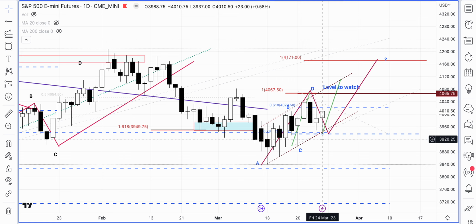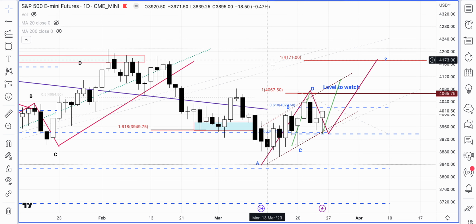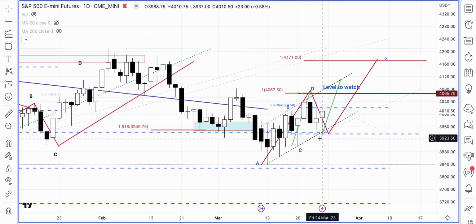Also, this low of 3937 was very close to the opening of the E-mini session on Sunday night. So it kind of went back to the opening of the Sunday night, which is basically a mean reversion thing. So it kind of went back to the mean. So a number of confluence things came together.